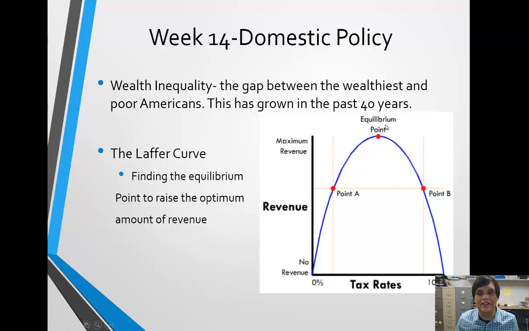What you want to find is the equilibrium point where people pay enough to keep the government running, but also have enough money for themselves and to spend in the economy overall, and that keeps your economy going, keeps the government running efficiently as well. And that's what this equilibrium point is. And that's the basic idea of the Laffer curve.